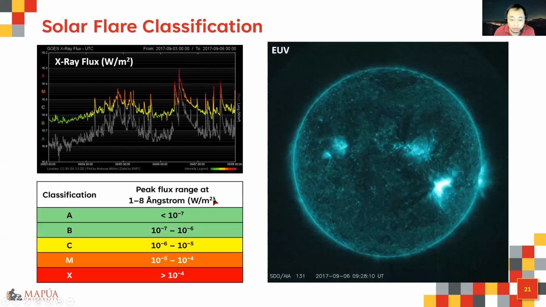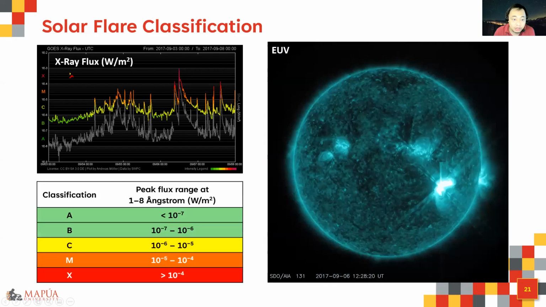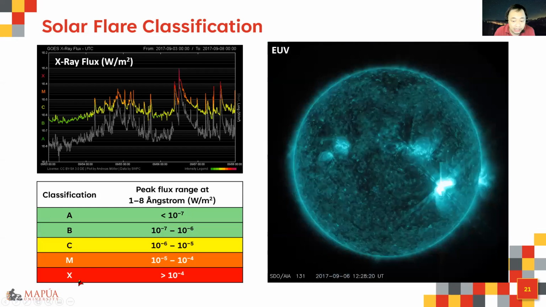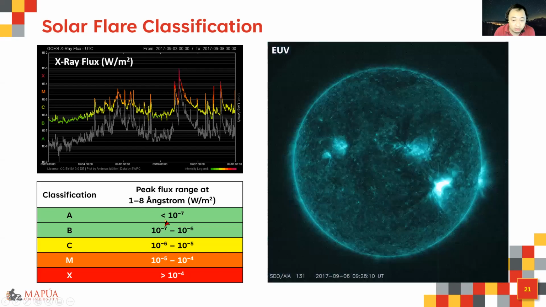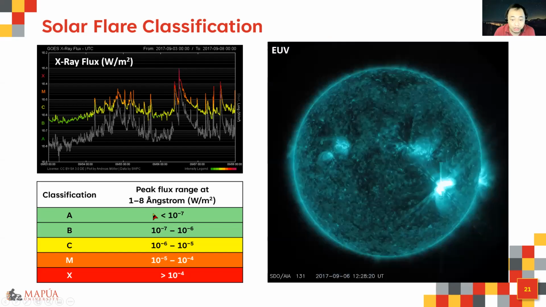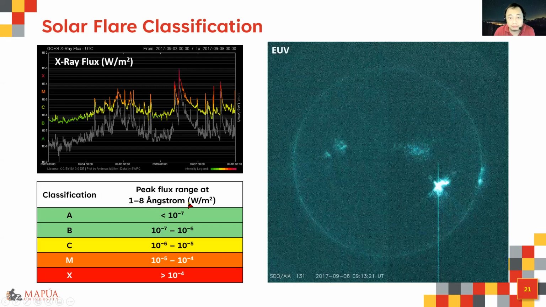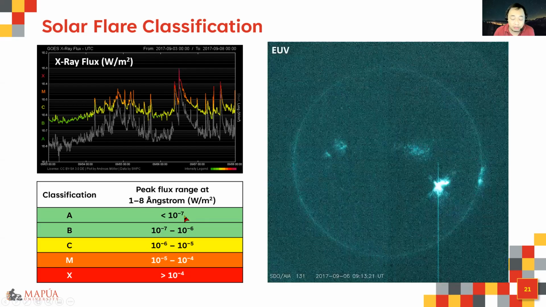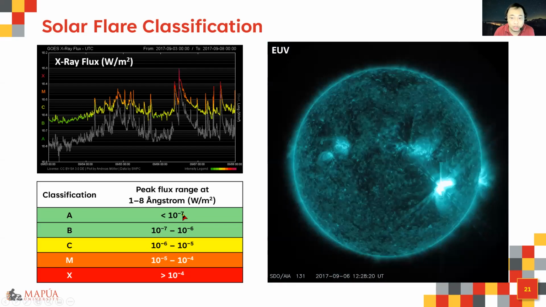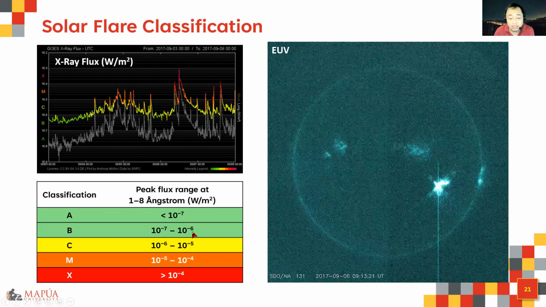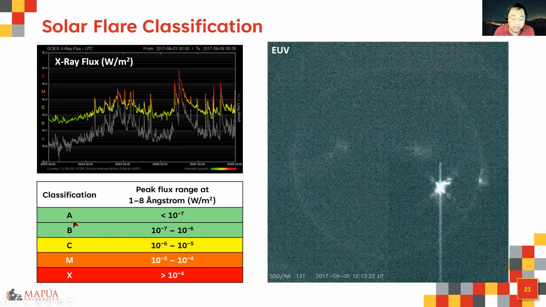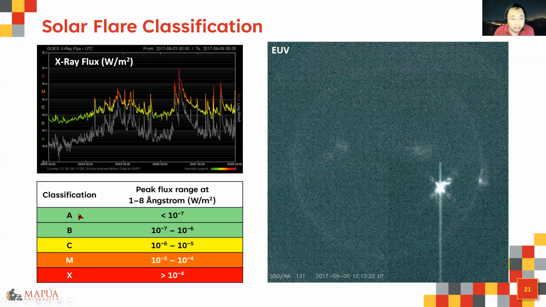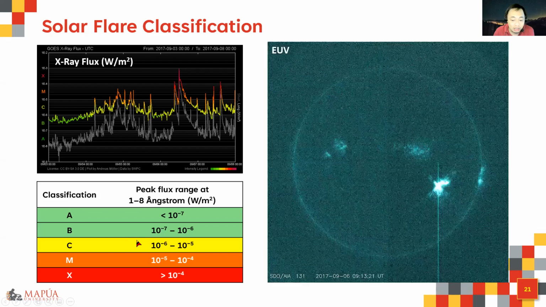Okay. If we're going to classify them based on their X-ray flux, they can be classified in terms of A, B, C, M, and X. So A corresponds to a flux range in the 1 to 8 angstrom wavelength band of less than 10 to the negative 7 watts per square meter. Okay, one order higher, 10 to the negative 7 to 10 to the negative 6, that's a B class flare. So basically, A and B are the background X-ray emission of the sun.